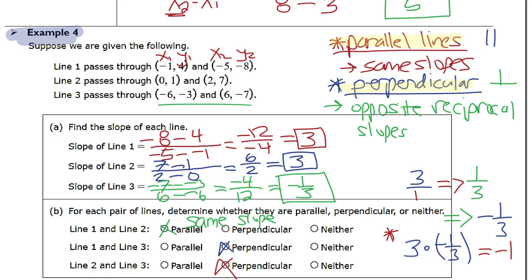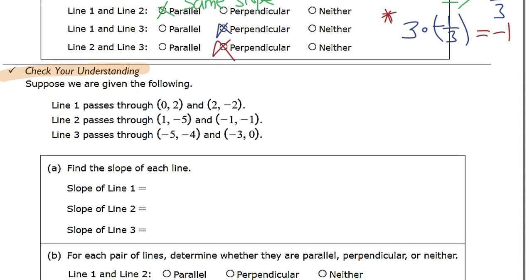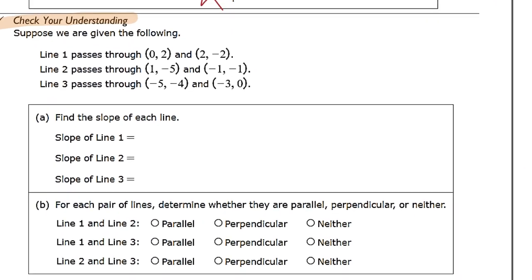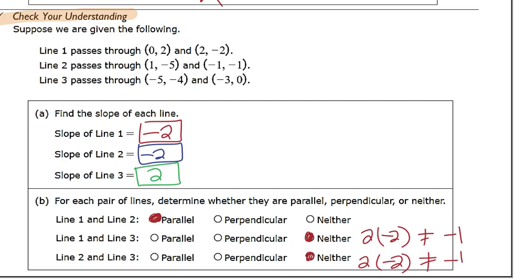So what I would like you to do is try one of these. I know that these are a little bit difficult, but please try it. I will have an answer for this after you pause it and try it on your own. So you should have got negative 2, and 2 for those slopes. Notice how those are the same, so 1 and 2 again are parallel. These ones are all different, so 2 and 3 and 1 and 3 are different, so they can't be parallel. So it's not those.